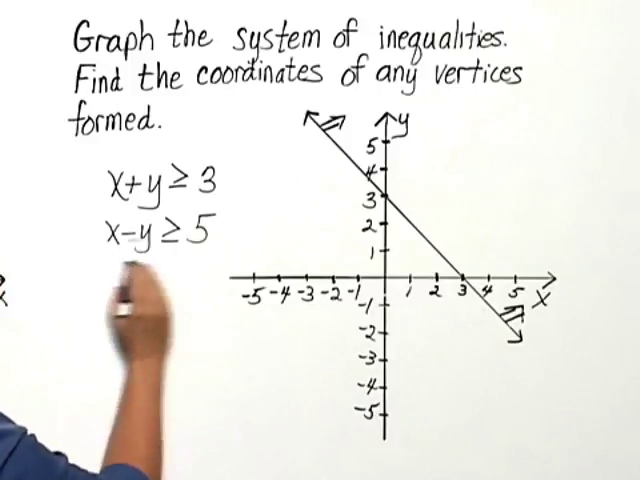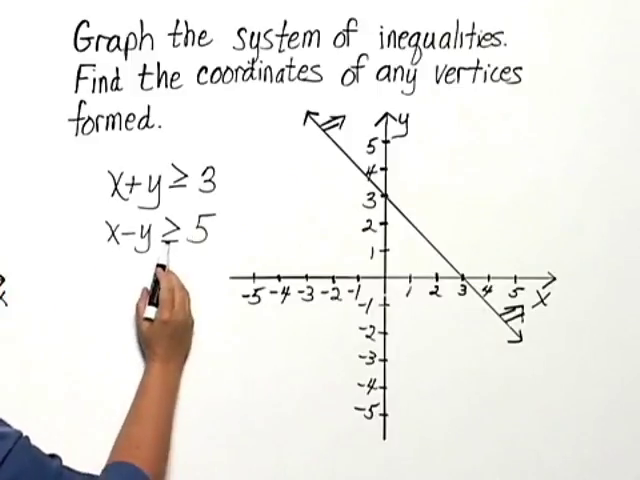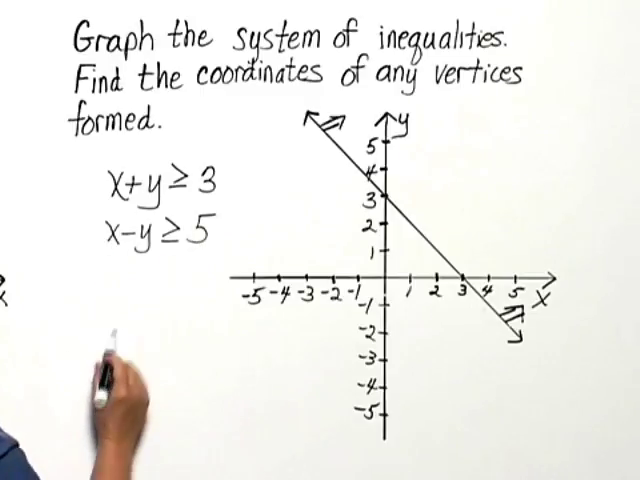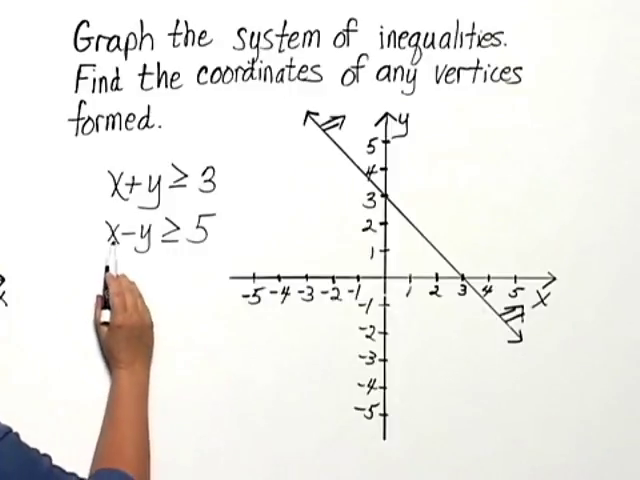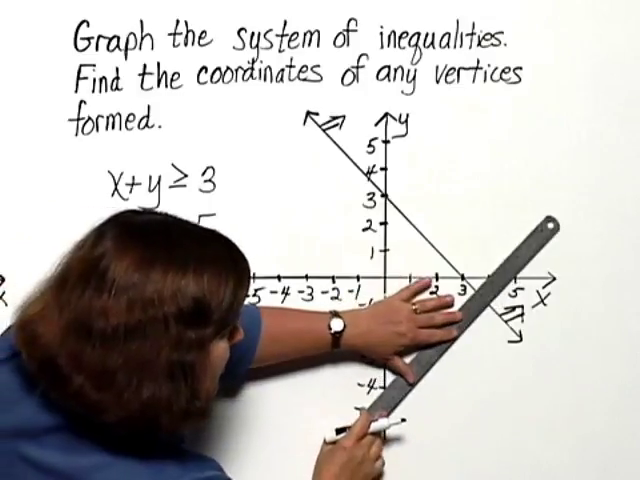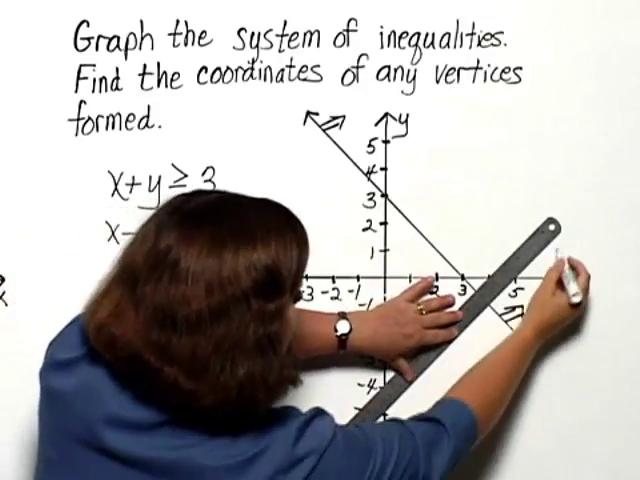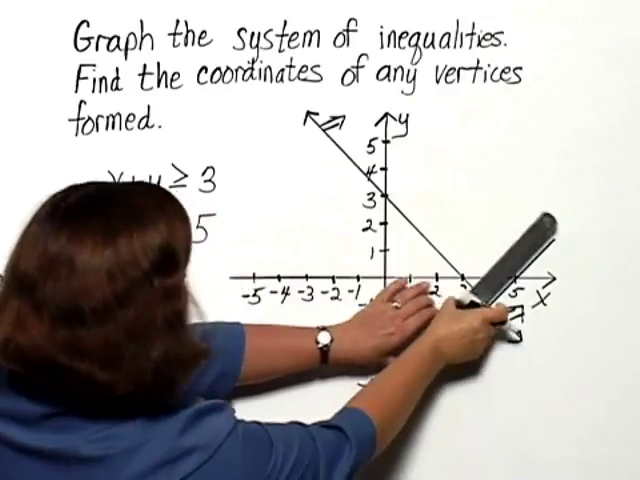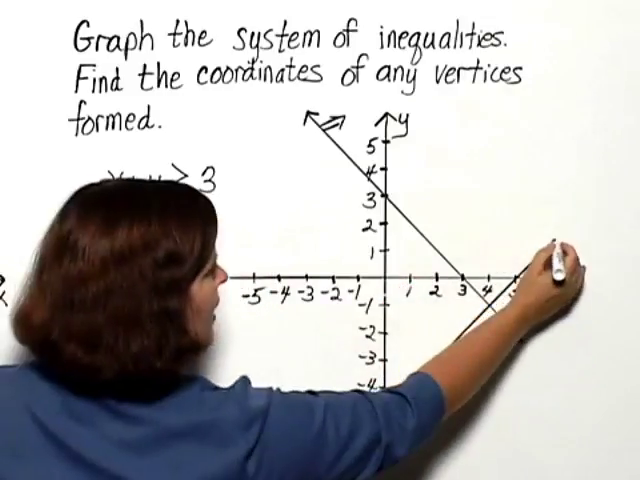Now let's look at this inequality: x minus y is greater than or equal to 5. We start by graphing the equation x minus y equals 5. This has an x-intercept of (5, 0) and a y-intercept of (0, negative 5), and we graph the line solid because the inequality symbol is greater than or equal to.